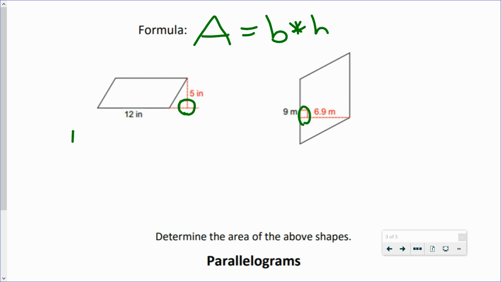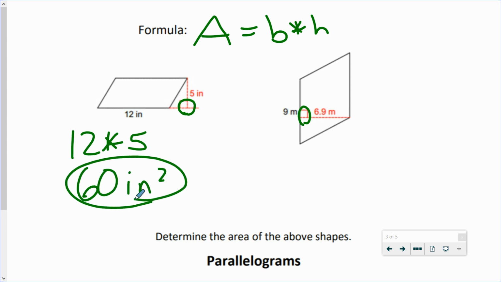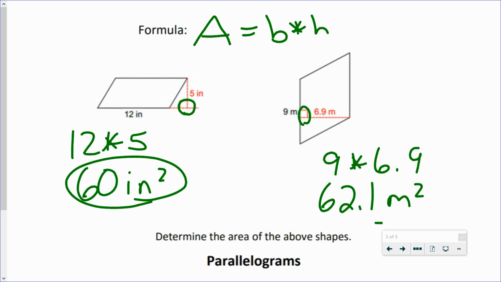So for the first parallelogram, I'm going to do 12 times 5, which is 60 inches squared. For the second parallelogram, I'm going to do 9 times 6.9, which is 62.1, and it's meters squared.